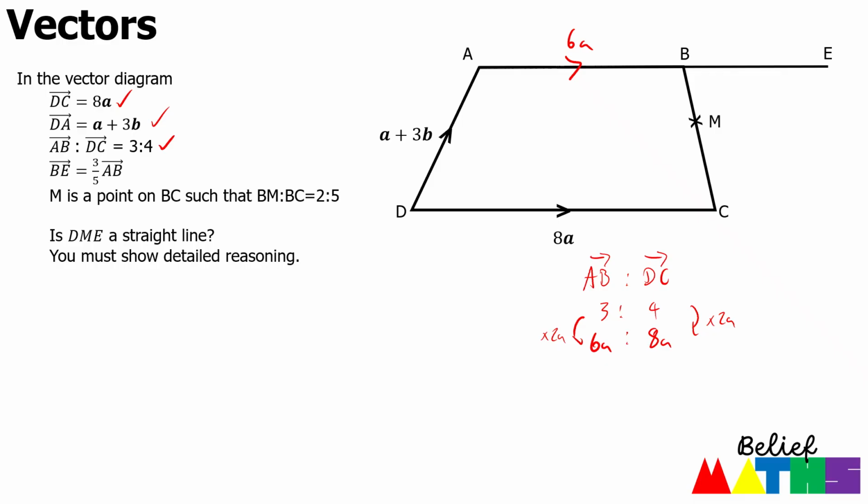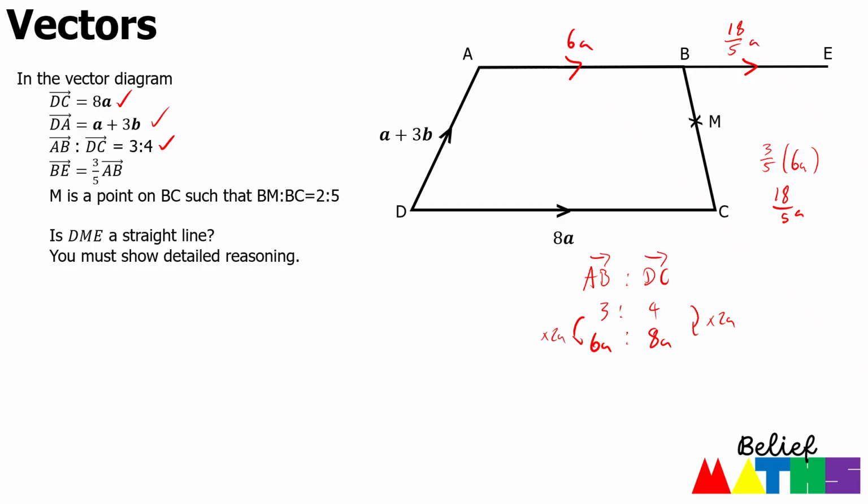And then the last one tells us that BE is 3/5 of AB. So this is 3/5 of what we just worked out. So we do 3/5 of 6a, and then dividing by the bottom and times by the top, or just using your calculator, you get 18 over 5a. So we're going to write this as 18 over 5a.